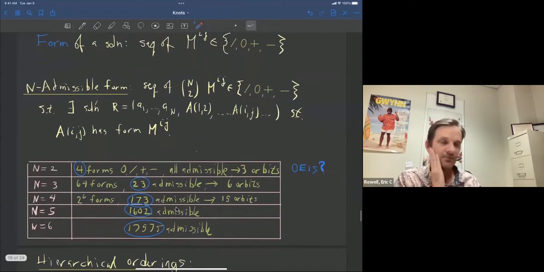So I started to count these. For n equals 2, we saw already that there are 4 forms that are admissible, and they live in really 3 orbits if you use the p symmetry. For n equals 3, there are 64 possible forms, just sequences of these things. Only 23 of them are admissible, and they live in 6 orbits. The orbits don't matter too much, but we have these numbers. We start doing some counting: 4, 23, 173, 1602, 17,575.